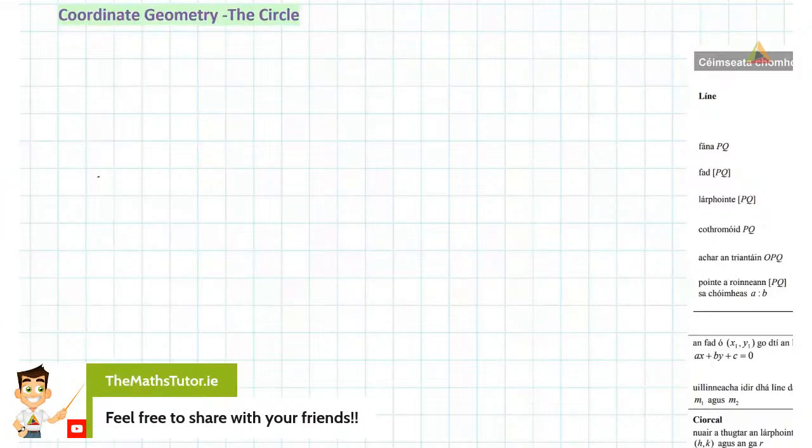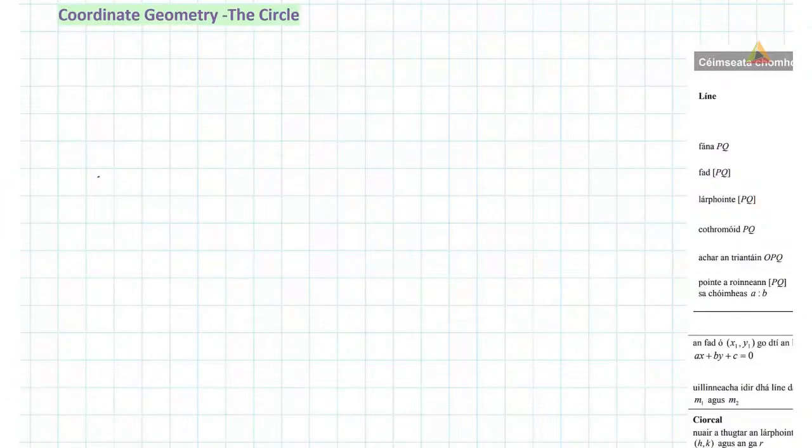As you can see, this week we're going to be having a look at coordinate geometry, the circle. The circle is always a huge part of Paper 2 of the Leaving Cert. We're going to have a look at a couple of things today. We're going to start off with some basics.